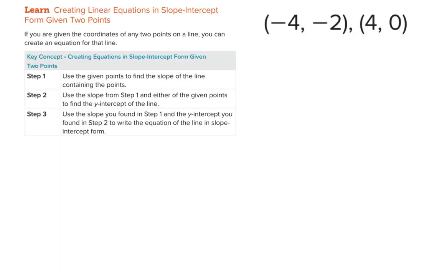All right, for our second example, we are going to be writing an equation of a line in slope-intercept form. This time we're just given the 2 points. So we'll actually have to calculate the slope first. But that's not a big deal. We know how to do that, right?